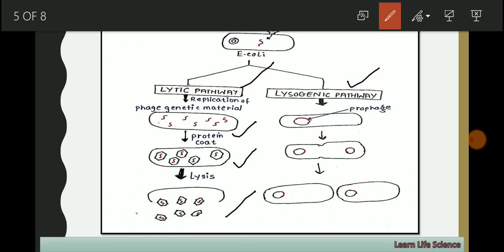Now, if the cell tries to divide by binary fission, the genetic material will also get replicated, and the replicated genetic material will consist of both the phage DNA as well as the host DNA. Here you can see daughter cells containing the integrated prophage.